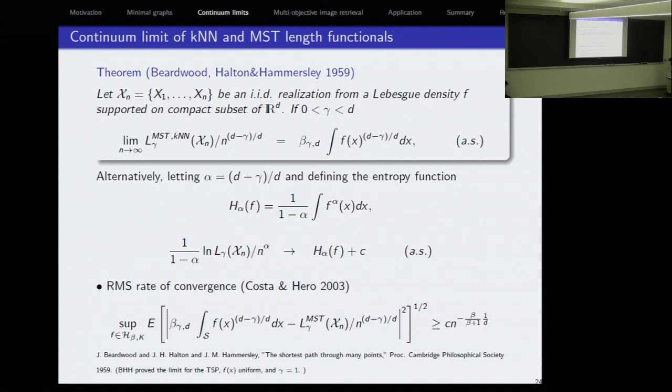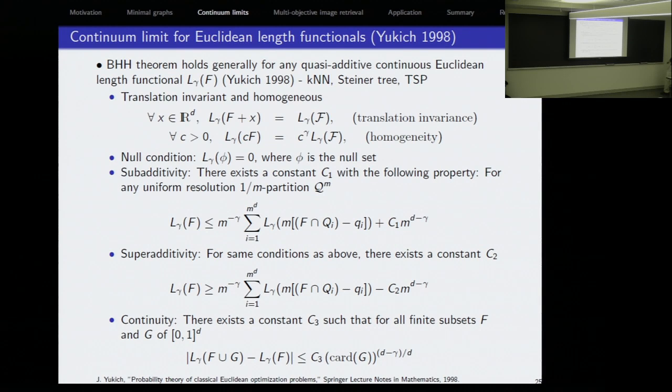So this suggests that we can use the log of the length function of the minimal spanning tree or k-nearest neighbor graph to form an estimate of entropy, right? So it's a new way to estimate entropy that then provides our first continuum limit for discrete optimization, right? If you're interested in entropy and you use minimal spanning tree to estimate the entropy, well, you can do it a lot easier by just plugging in a density estimate, right? And then we have rates of convergence that we showed a while ago.